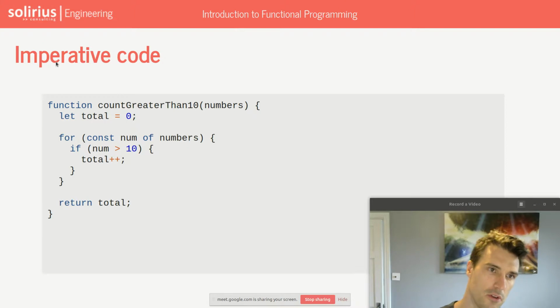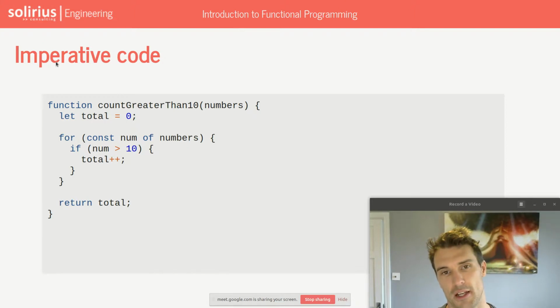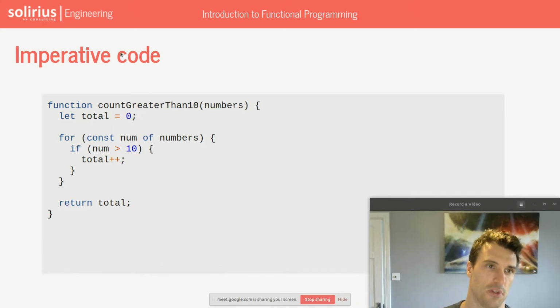So if you wanted to take an array and check the number of integers that were greater than 10, you would probably do something like this with imperative code. You just have a little running total, iterate over those integers, and then if there's one that's greater than 10, just increment the number and then return that at the end.